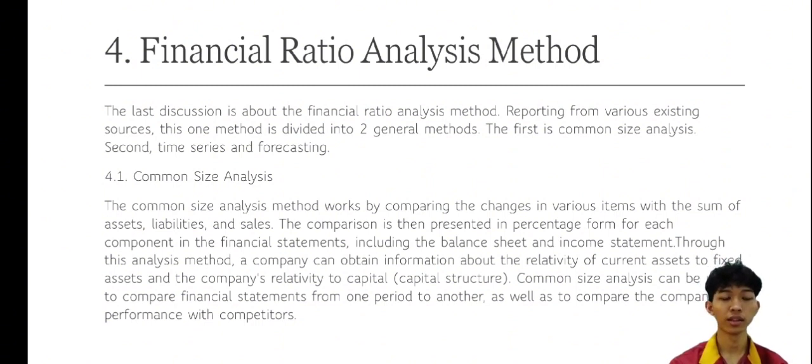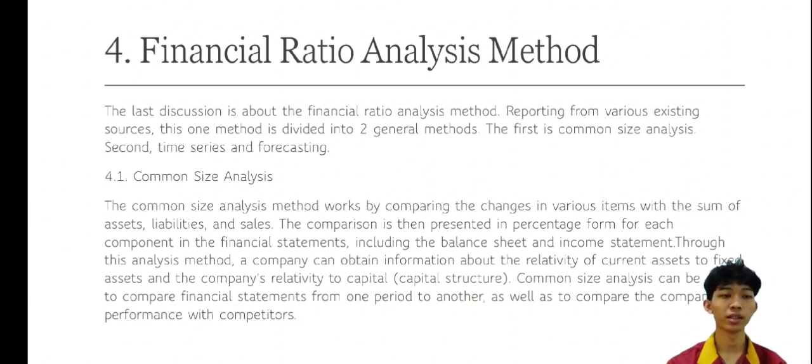Common size analysis. The common size analysis works by comparing the change in various items with the sum of assets, liabilities, and sales. The comparison is then presented in percentage form for each component in the financial statement, including the balance sheet and income statement. Through this analysis method, a company can obtain information about the relativity of current assets, fixed assets, and the company's capital structure. Common size analysis can be used to compare financial statements from one period to another, as well as to compare the company's performance with competitors.